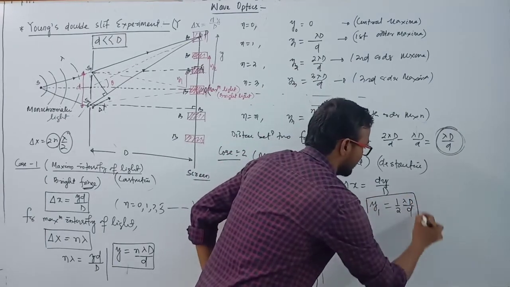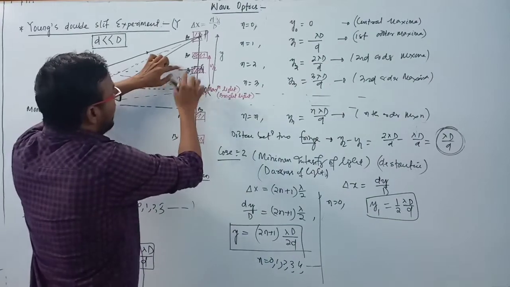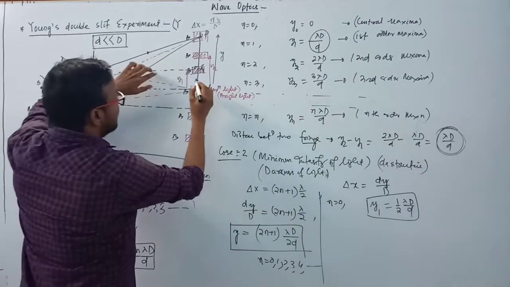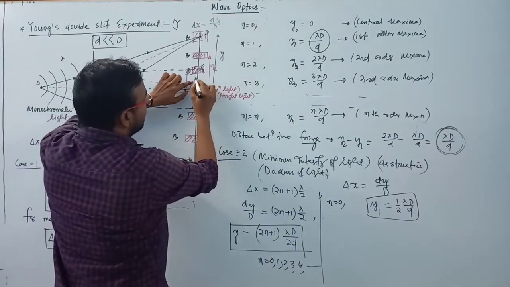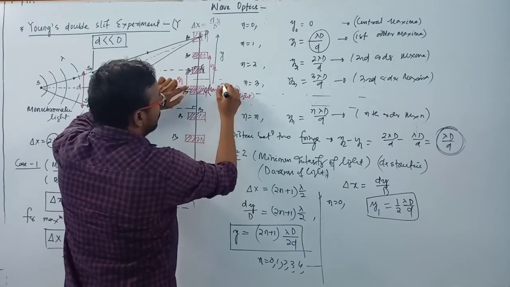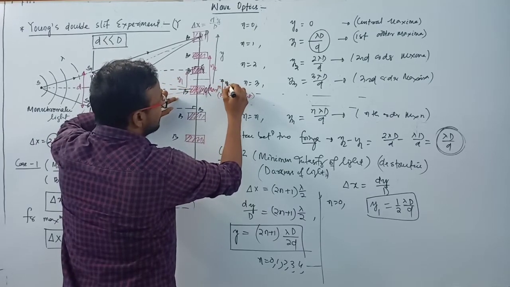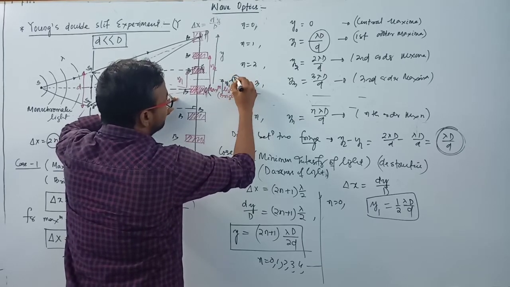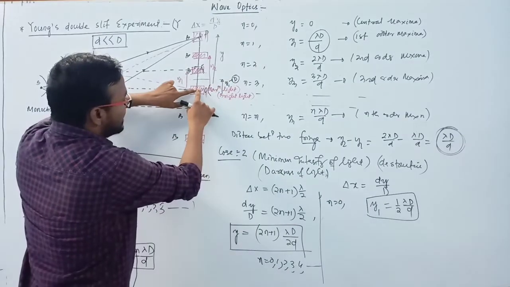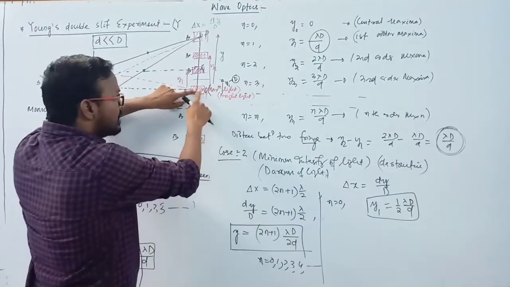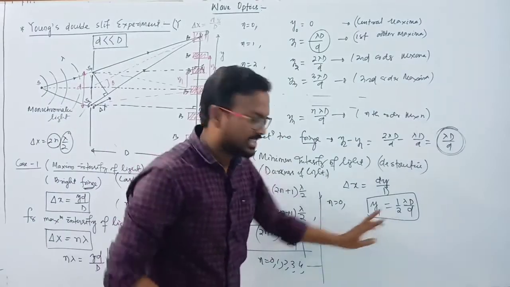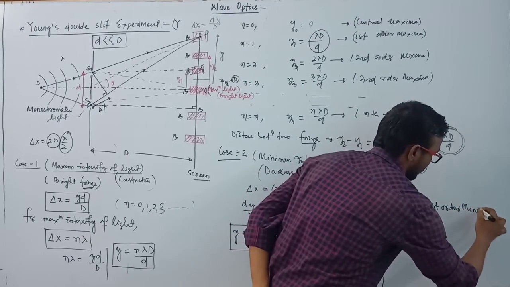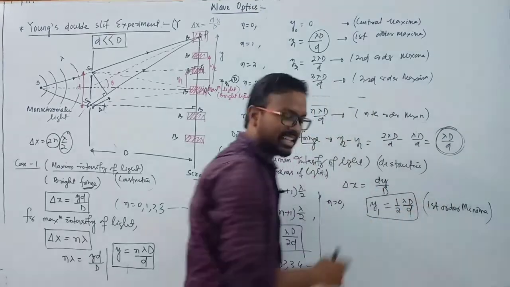This is y1, measured from point O, but the value is half lambda D by d. This point is known as dark, darkness. So first we get the central maxima, and after that we get the first order minima. This is known as the first order minima after the central maxima.